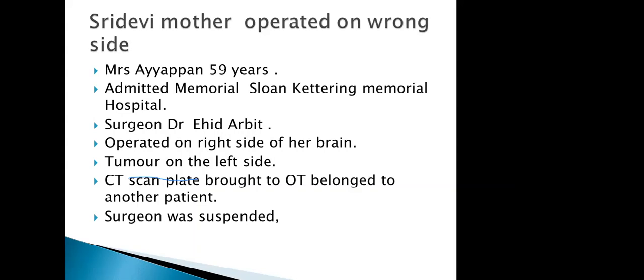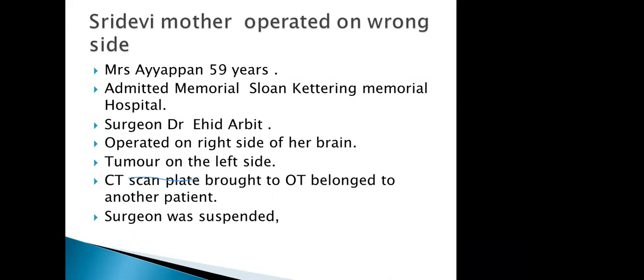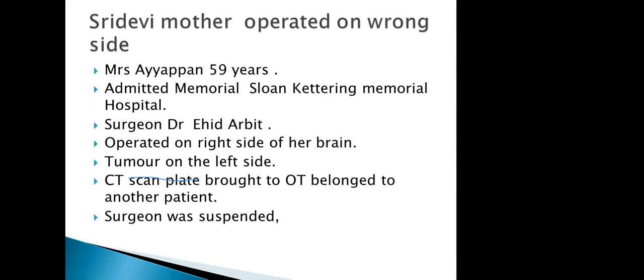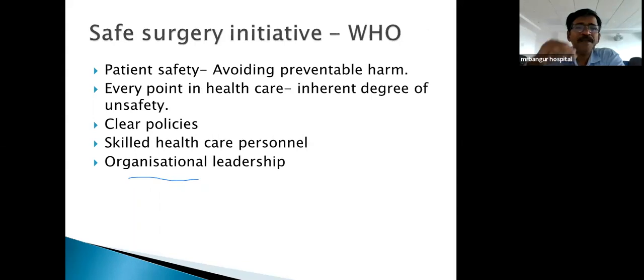The surgeon came up and operated on the right side of her brain, but she had a tumor on her left side. The CT scan brought to the OT belonged to some other patient and was placed on the view box. Subsequent inquiry led to suspension of the surgeon. So based on these human errors, who has taken the initiative to bring out some safe surgery initiative?